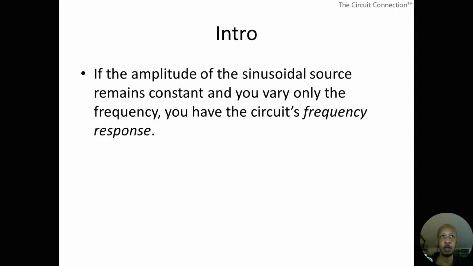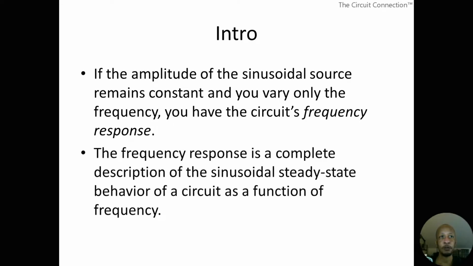So, introduction. If the amplitude of a sinusoidal source remains constant and you vary only the frequency, you have the circuit's frequency response. So that's what it is. The frequency response is a complete description of the sinusoidal steady state behavior of a circuit as a function of frequency.